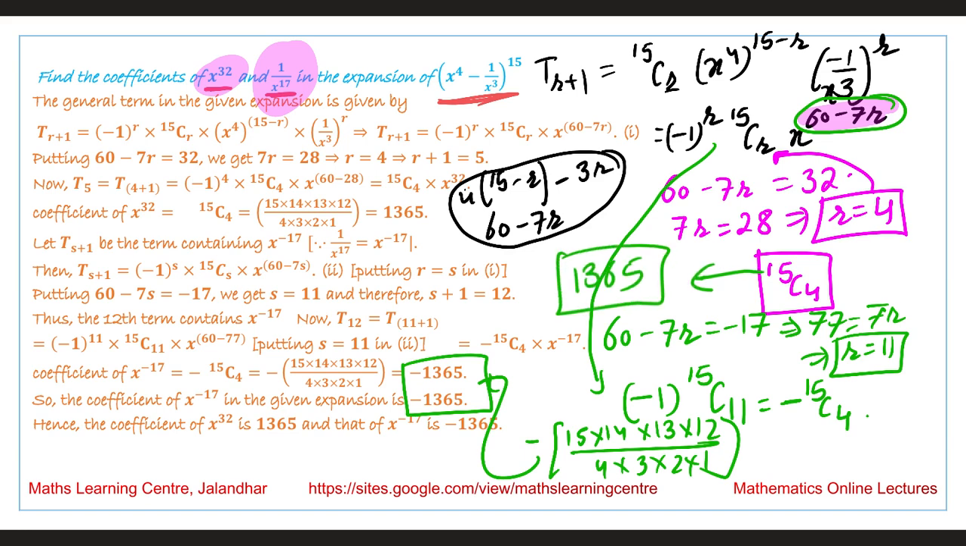So these are the two required coefficients in this case. We are saying the coefficient of x raised to the power 32 is 1365, and the coefficient of x raised to the power minus 17 is minus 1365. So these are the final answers we obtain in these cases.